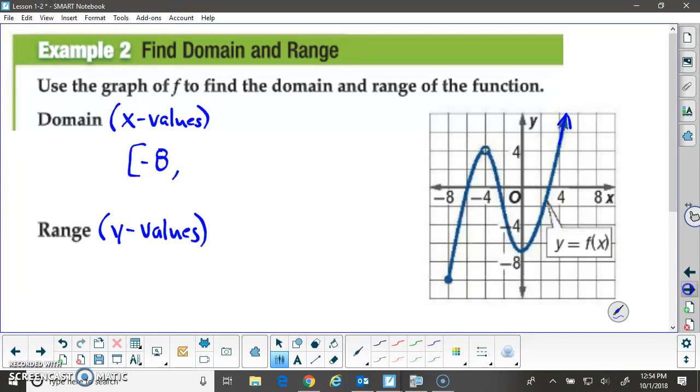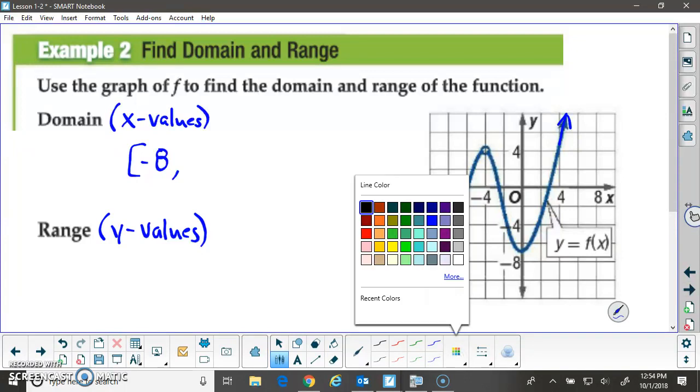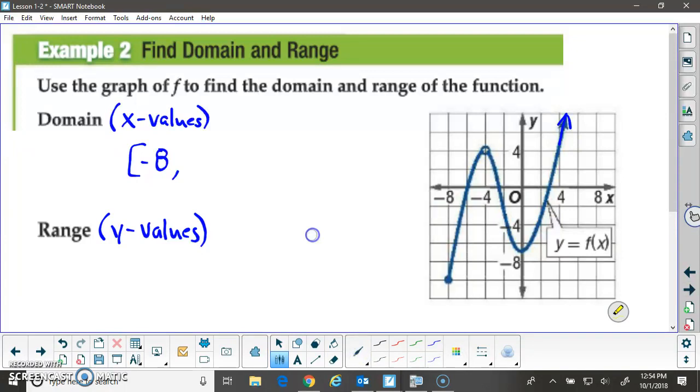However, if you look closely at this area, that shows that there's a break in the graph. There's a hole. And so we need to show that break in our domain. So if we go from negative 8 to negative 4, and then union that from negative 4 to infinity, that shows the proper domain for a problem like this. Again, the difference between a bracket and a parenthesis is the parenthesis indicates that it cannot be equal to that value. The bracket indicates that it can be equal to that value.